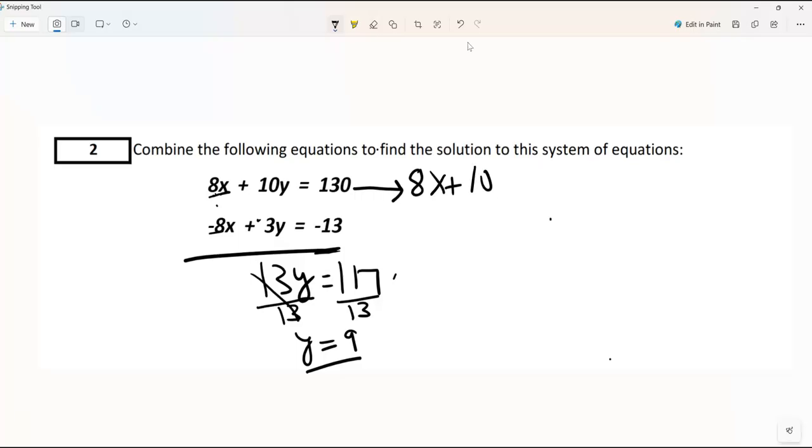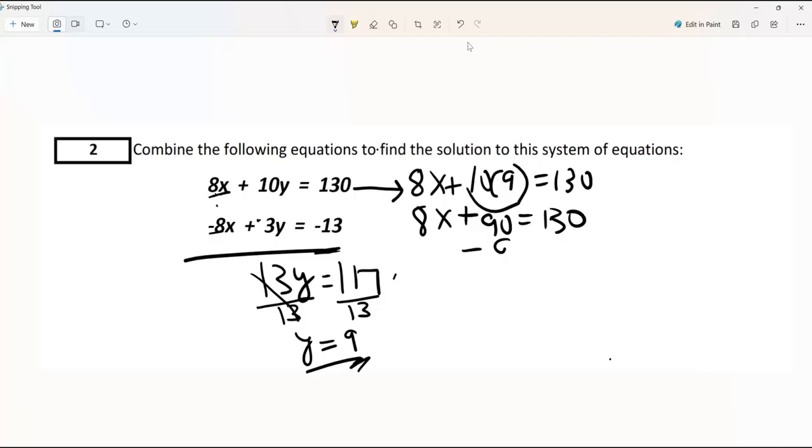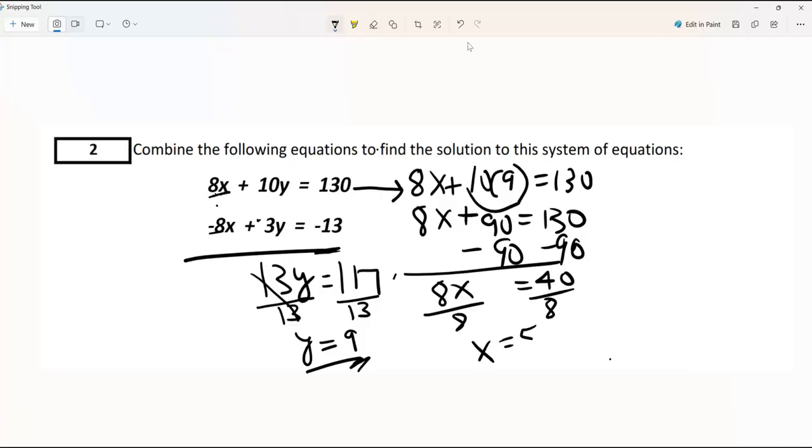but since we know y is 9, we're going to use 9 here instead of y, right? So 9, in parentheses, equals 130. Then we simplify 8x, and 10 times 9 is 90, equals 130. And then as you know, we subtract 90 from both sides, and we get 8x equals 40, right? Then we divide by 8, and x is equal to 5.